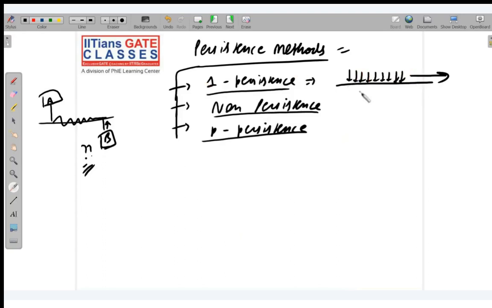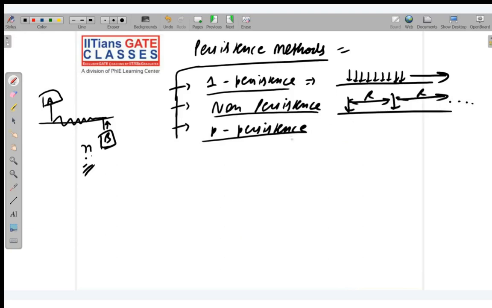That is one persistence. Non-persistence is a mature child. What will a mature child do? It will sense the channel. If it is busy, it will wait for some time. It will not keep on sensing the channel again and again. It will wait for some random amount of time, and then it will again sense the channel. If it is still busy, it will wait some more random amount of time, and so on. That is non-persistence.